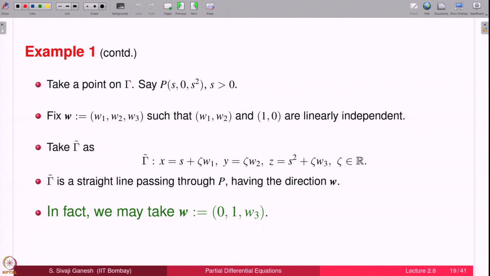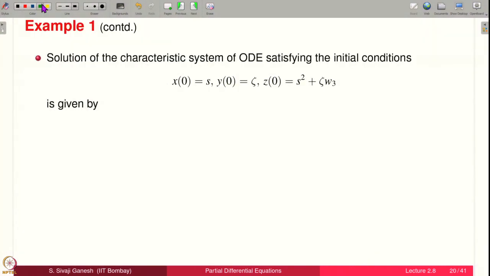Why is that? Because what do you want to show? Infinitely many solutions. Even now, suppose I show for each such W there is a solution, do we still have infinitely many? Yes, because W3 is still arbitrary, W3 is in R. One can do much more, but I am already showing infinitely many solutions. There are many more solutions also.